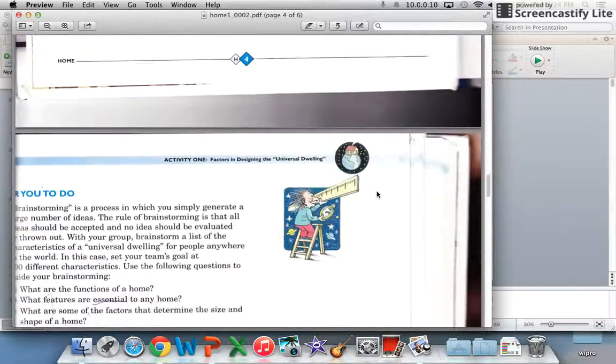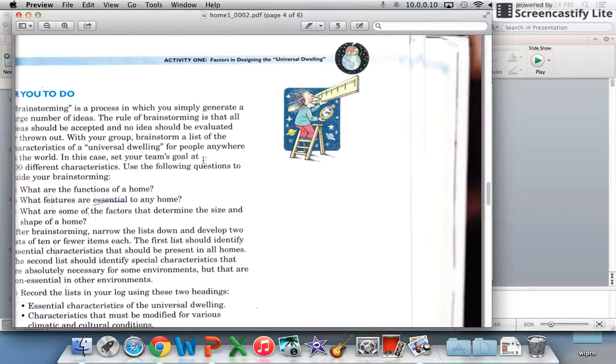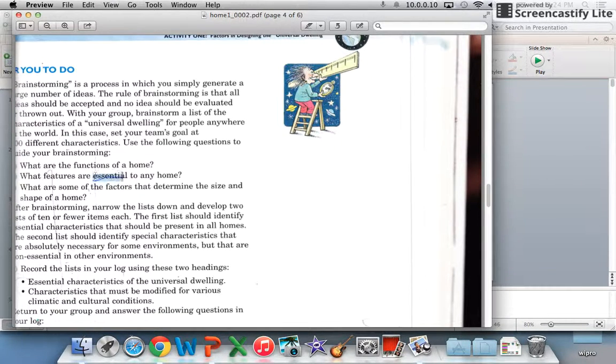Take a few minutes, go through that, and then they're asked to brainstorm around these questions: the functions of a home, what is essential to any home. This term, essential, for your ELLs, your English language learners, some of them may not be familiar with it, especially if you have some level 1s, 2s, maybe even some level 3s. So this is something you want to be aware of and something you want to discuss before you have them jump into answering these questions in their learning log. I have them individually answer these questions in their learning log, taking about 5 minutes to do that.